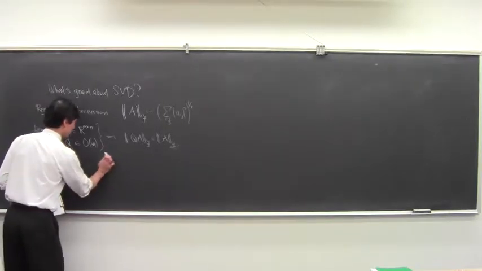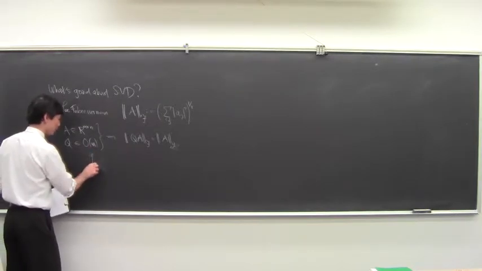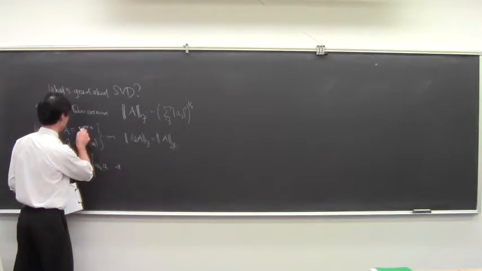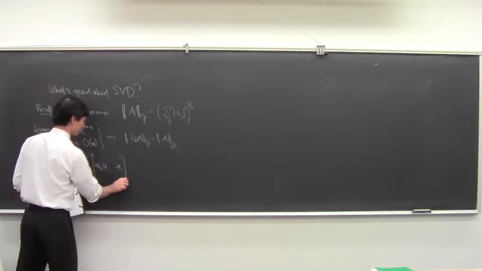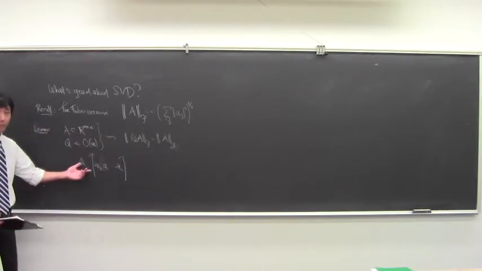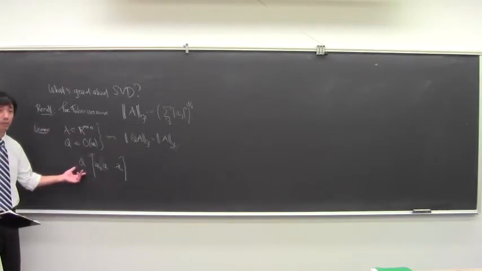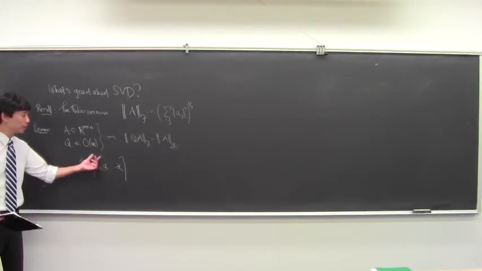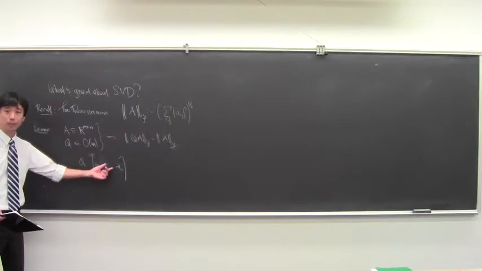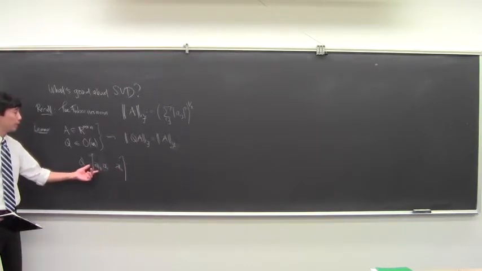You have your matrix, with columns A1, A2, up to An. And then here you have Q. What happens when you multiply by Q? Well, Q applies to each column separately. So this is going to be QA1, QA2, and so on, up to QAn.